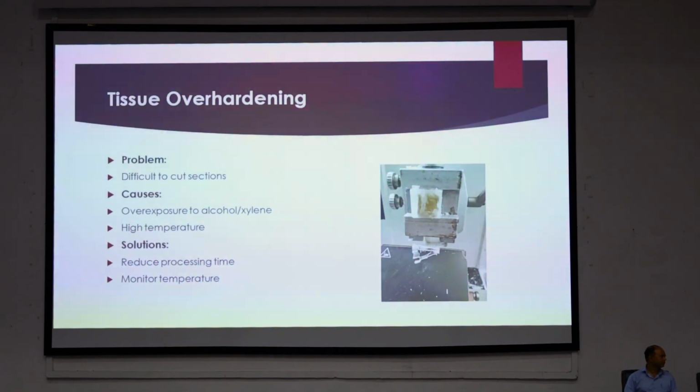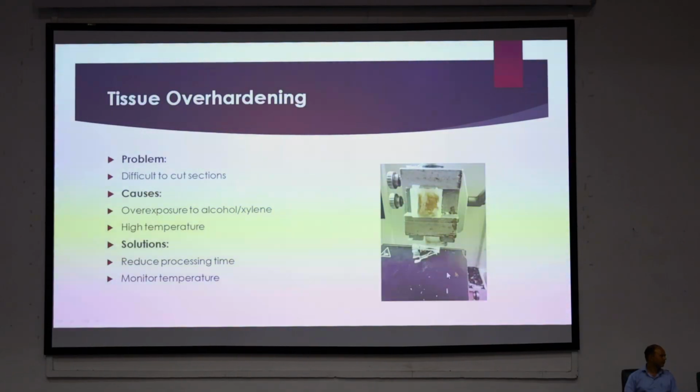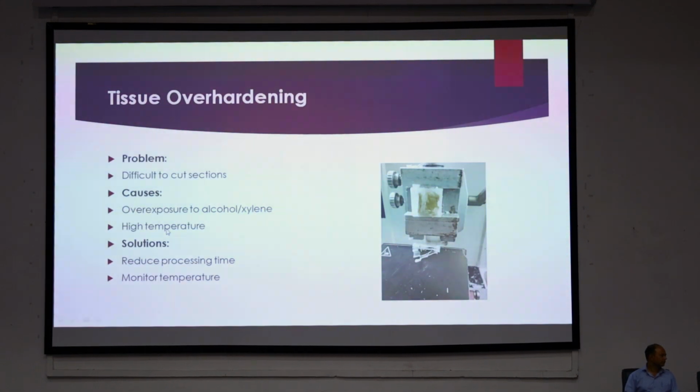Tissue overhardening. In tissue overhardening, the tissues become difficult to cut. As you can see, it was not possible for me to cut this section, so I have taken a picture of it. The cause of this is overexposure to xylene or alcohol. Both xylene and alcohol make tissues overly hardened.